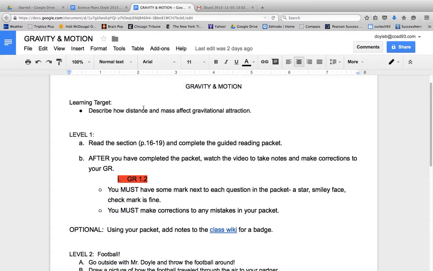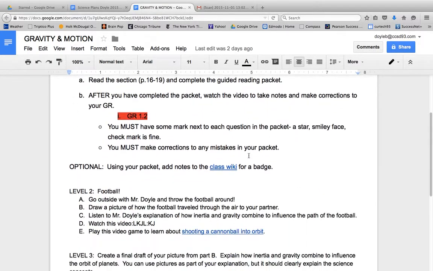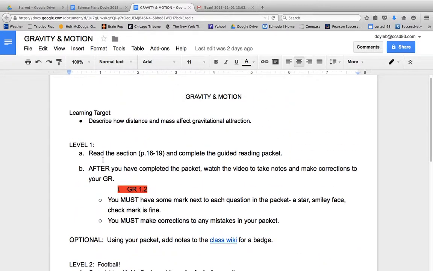Okay, we're going to be working on the guided reading for the unit called Gravity and Motion. The learning target is to describe how distance and mass affect gravitational attraction. This will be a pretty quick unit, really only 3 levels to it. And the first level is reading pages 16 to 19, completing the guided reading and correcting it.